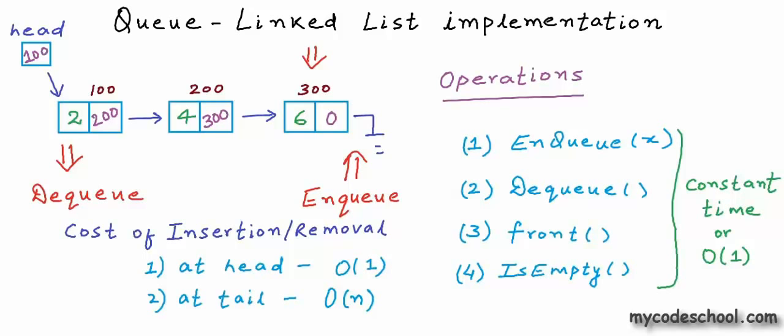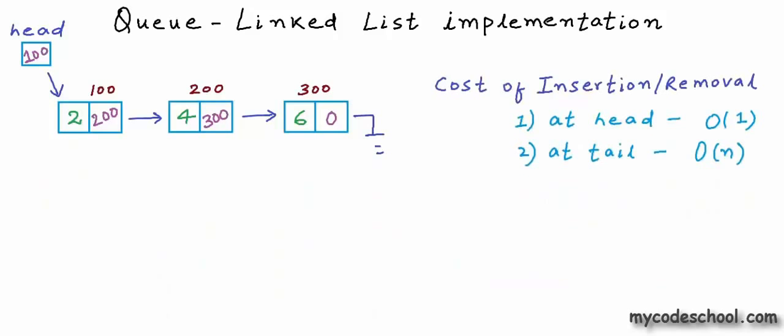In a normal implementation of a linked list, if we insert at one side and remove from the other side, then one of these operations, enqueue or dequeue, depending on how we are picking the sides, will cost us big O of n. But the requirement that we have is that both these operations must take constant time. So we definitely need to do something to make sure that both enqueue and dequeue operations take constant time.